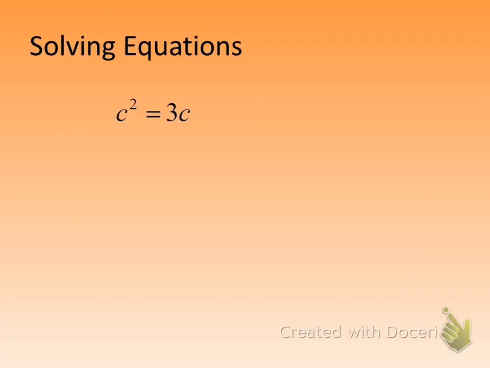The first two each had what in common? They were each equal to 0. So chances are we should probably make this equal to 0. How are we going to do that? Subtract 3c. So c squared minus 3c equals 0.